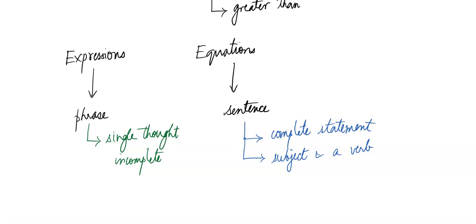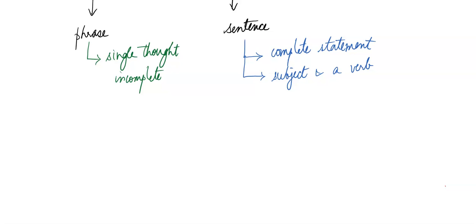So if I were to translate this into the math style, expressions would be like 3 plus 5. It's not complete. Or I can say n minus 1.